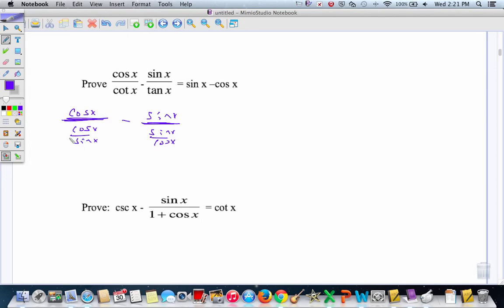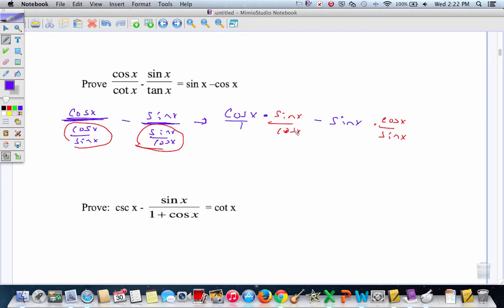So notice in both cases we're dividing our terms by a fraction, and when we divide by a fraction we multiply by the reciprocal. So cosine is going to be multiplied by the reciprocal of this fraction right here, and the reciprocal of that fraction is going to be sine over cosine. I'll go ahead and write out the other one as well. So minus, and this sine here is also going to be multiplied by the reciprocal, which is cosine over sine.